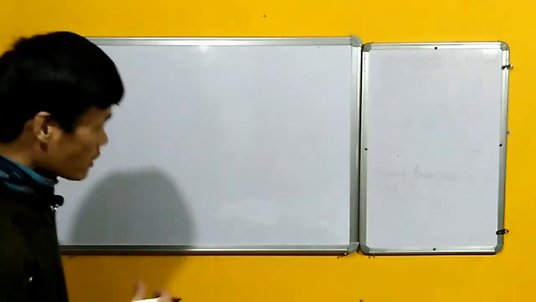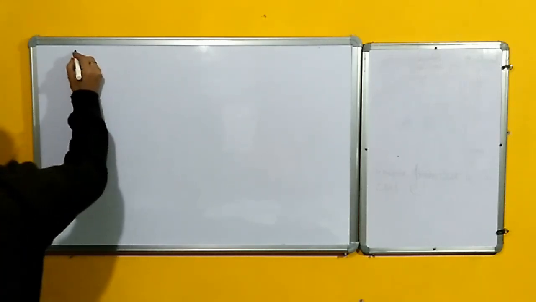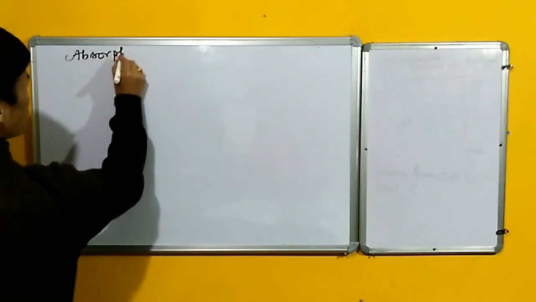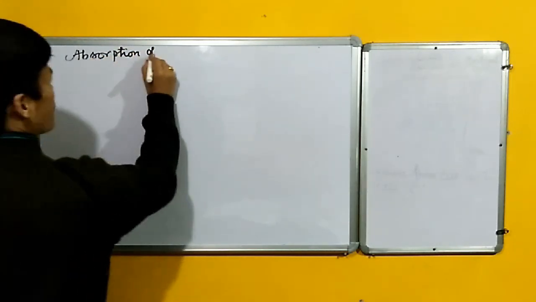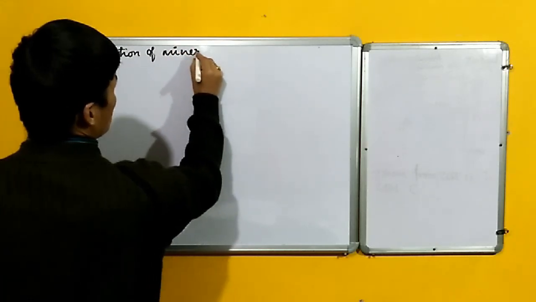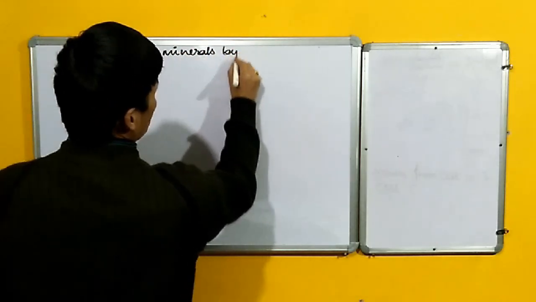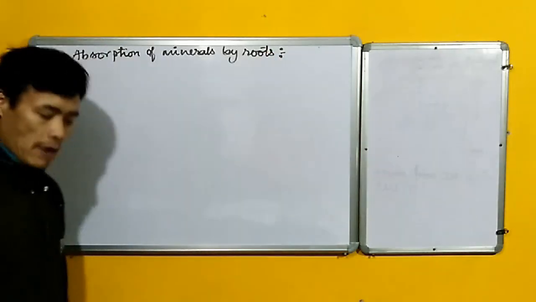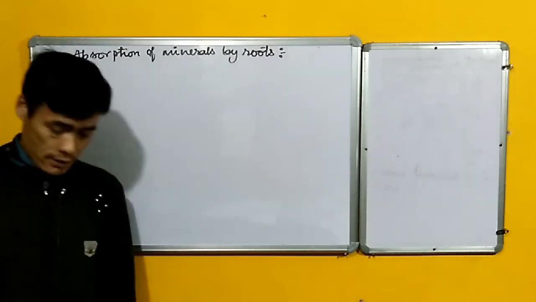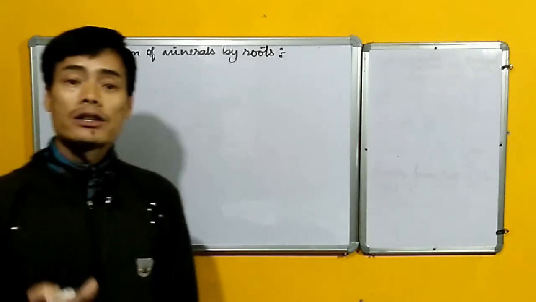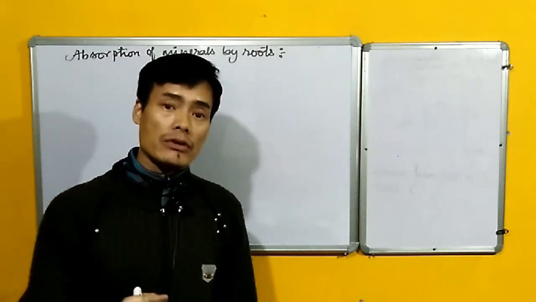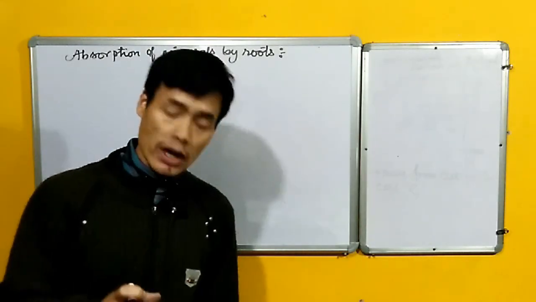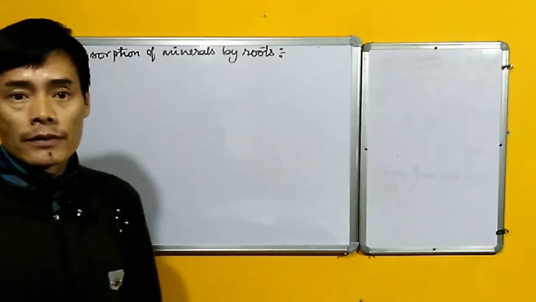Now we shall try to understand absorption of minerals by roots. By now we know that the root cells have a higher concentration of minerals than that which is present in the soil particles. So what happens?